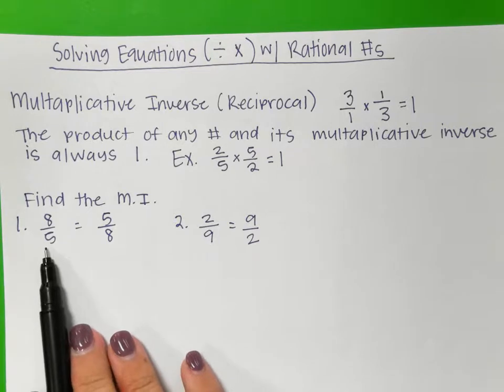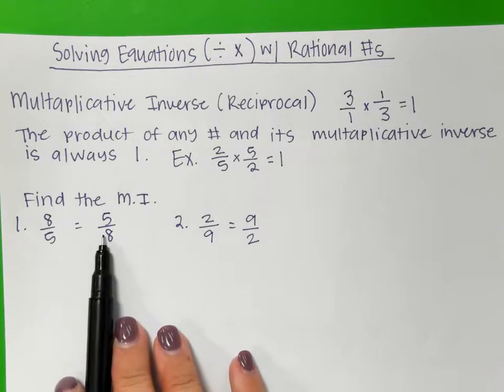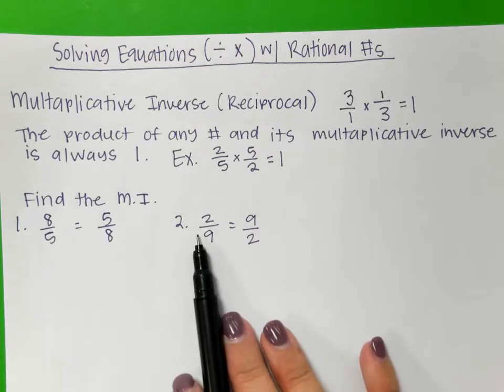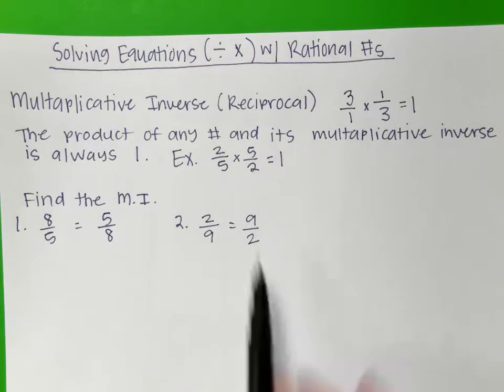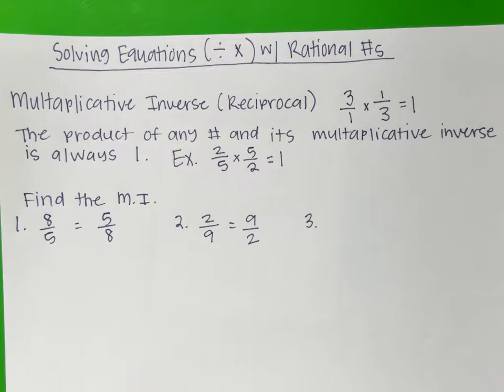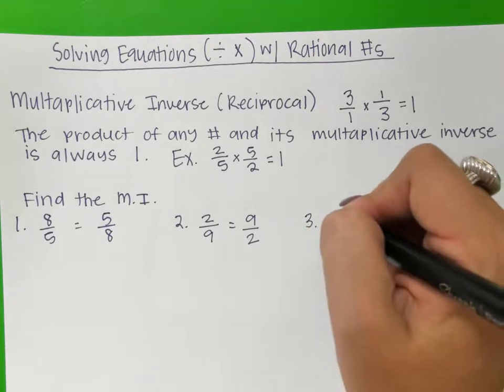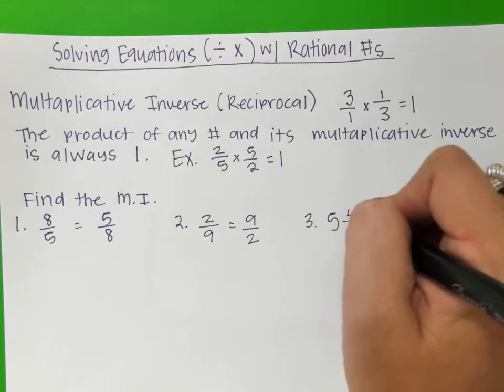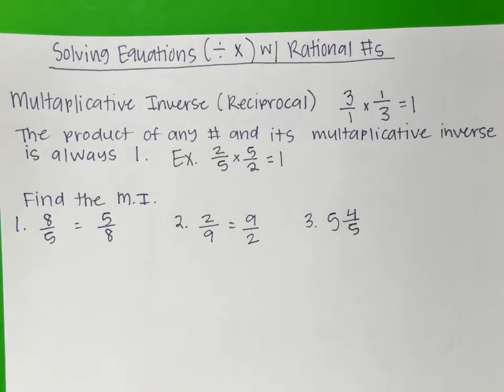If I were to multiply 8 over 5 and 5 over 8, what would I get? 1. What if I multiplied 2 over 9 times 9 over 2? I would get 1. What's the multiplicative inverse of 5 and 4/5? If I have a mixed number, I need to change it to an improper fraction first in order to find its multiplicative inverse.